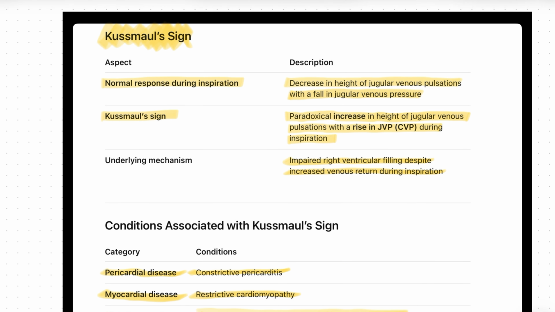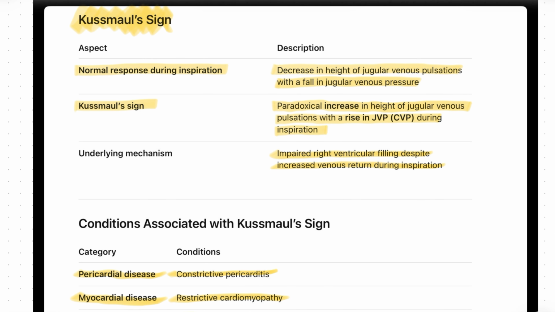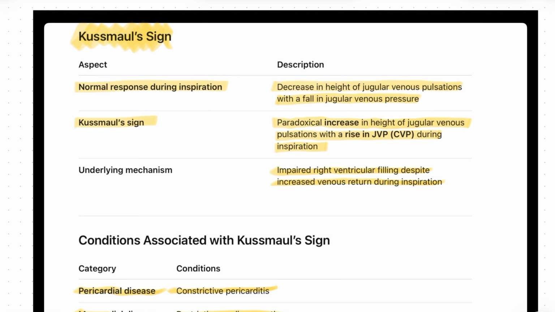So small topic, very important, 3 marker, and they expect you to know it when you take a CVS case. And you can't skip this part if you are taking the CVS section. So I think that's all for the video.